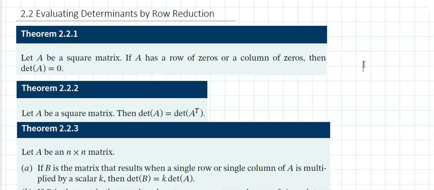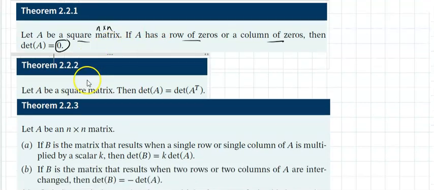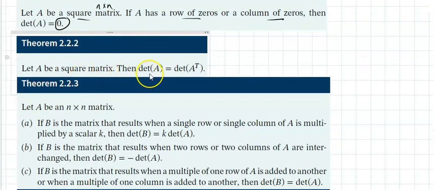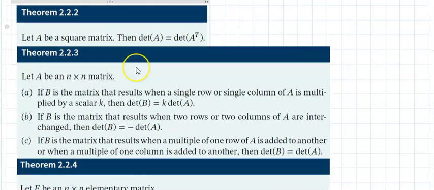So here we're going to start with a few definitions. If A is a square matrix, again the number of rows equals the number of columns, n by n. If you have a row of 0 or a column of 0, then you pick the cofactors of that, and you're going to get the determinant to be 0 guaranteed. If you have a square matrix, the determinant of A and the determinant of A transpose is the same.